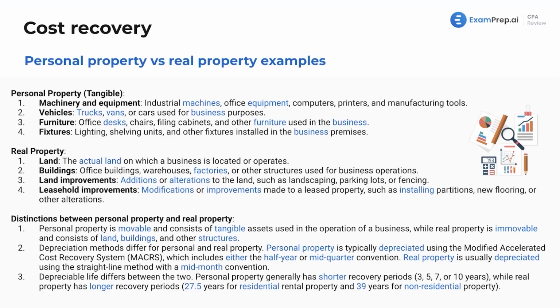All right, let's see some examples of personal property versus real property. As we've seen why it's important to distinguish between the two, we are going to have multiple choice questions that ask you, hey, what's personal property versus real property? And then also building on that, getting into depreciation. First off, we've got tangible personal property.